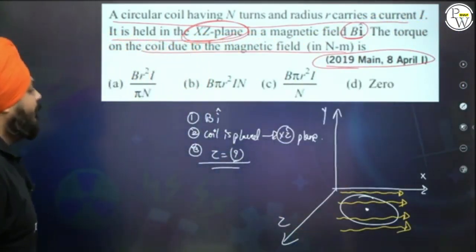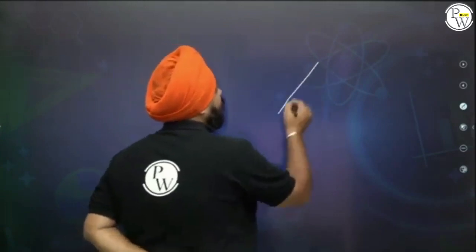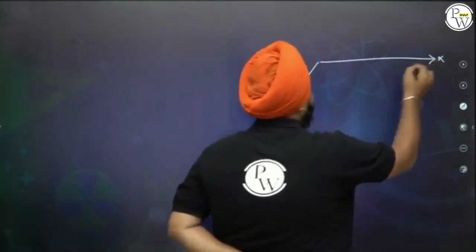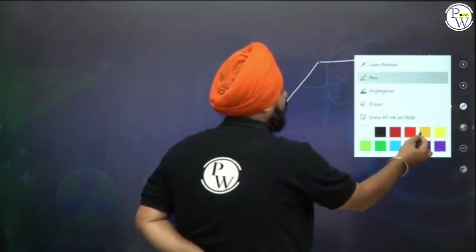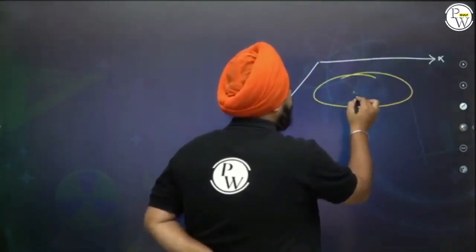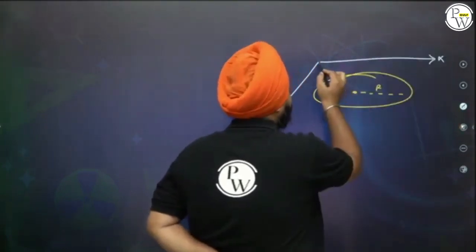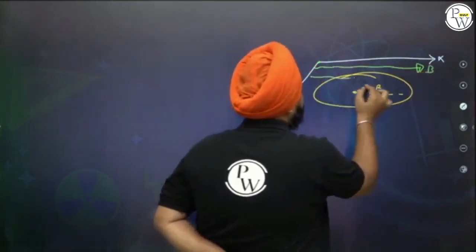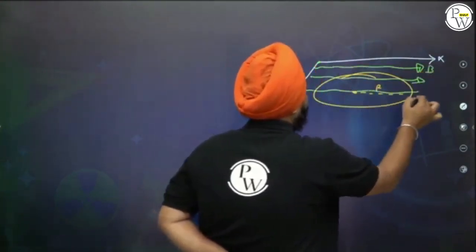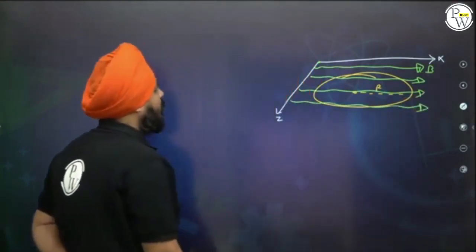Okay, so we need to calculate the torque. What is the formula of torque? This is the XZ plane, right? The coil is kept in the XZ plane with radius R. The magnetic field is directed in this direction. So what will be the formula of the torque here?